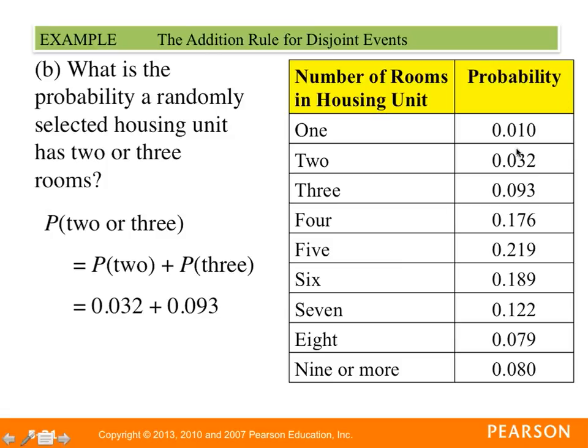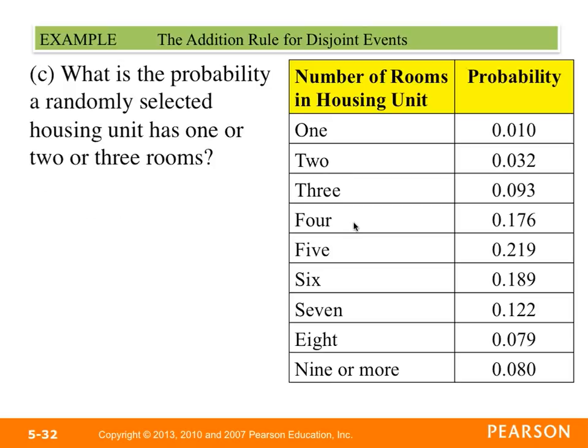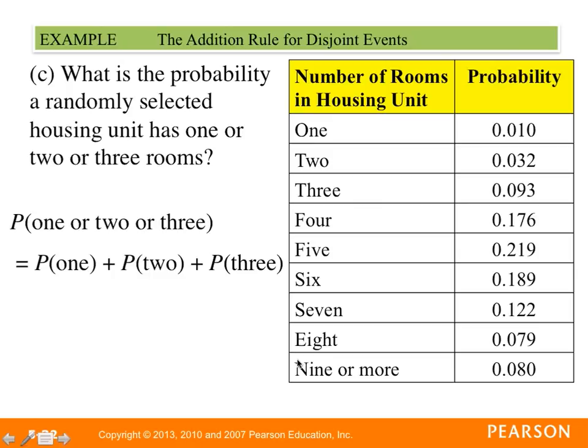So it's going to be 0.032 and 0.093. We add them up and we get 0.125. About a 12.5% chance of choosing a randomly selected house that has either 2 or 3 rooms. What is the probability a randomly selected house has 1 or 2 or 3 rooms? This is pretty much the exact same thing, except we have 1 in there as well. So we have to add that as well. If you add them all up, you get 0.135 or 13.5% chance.